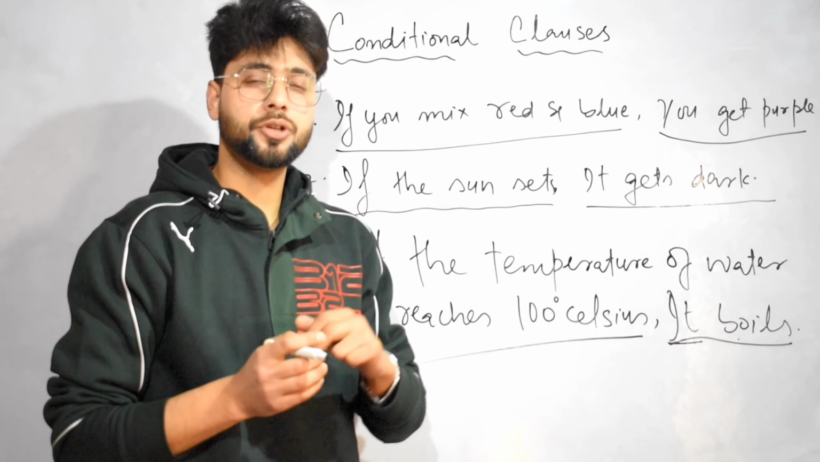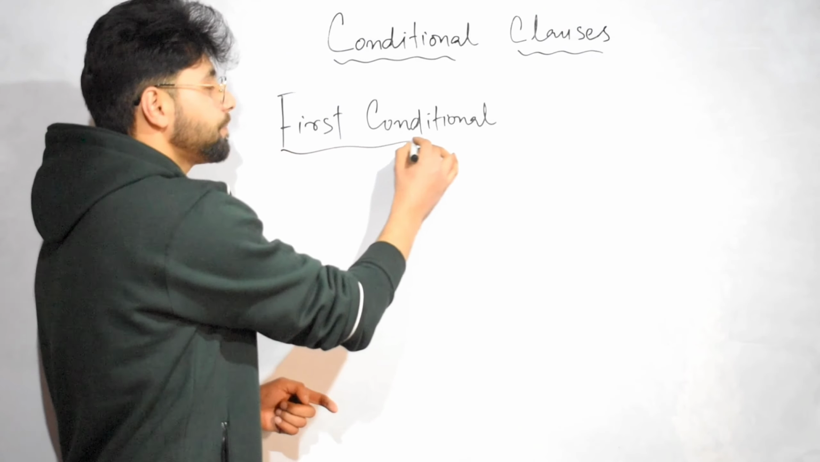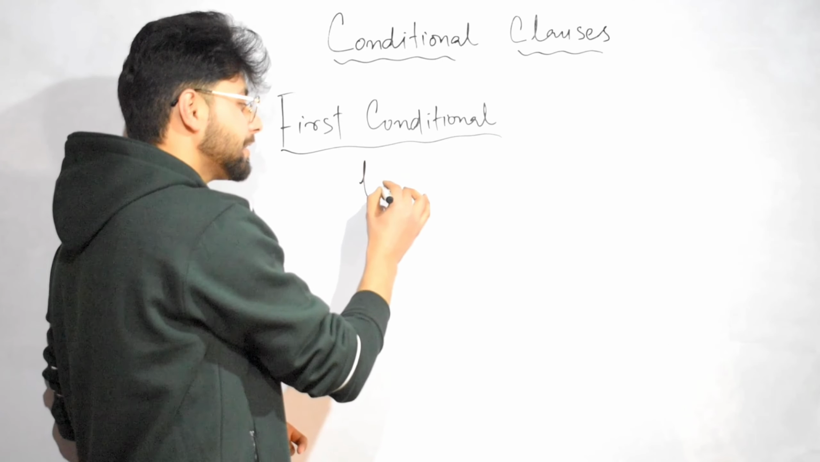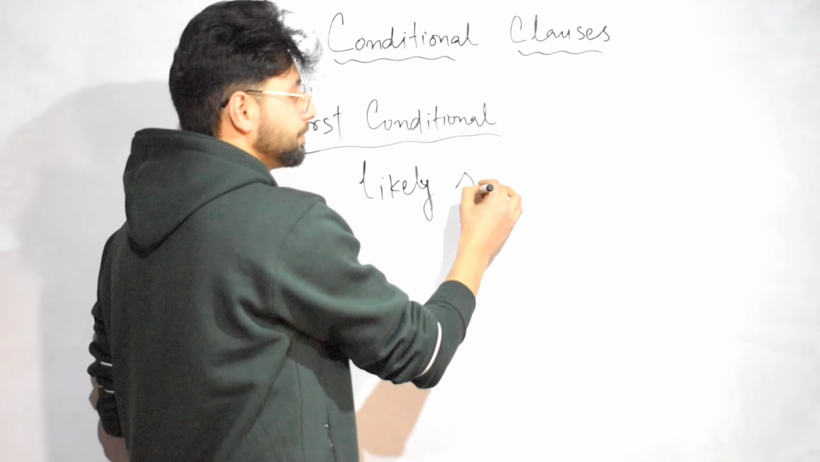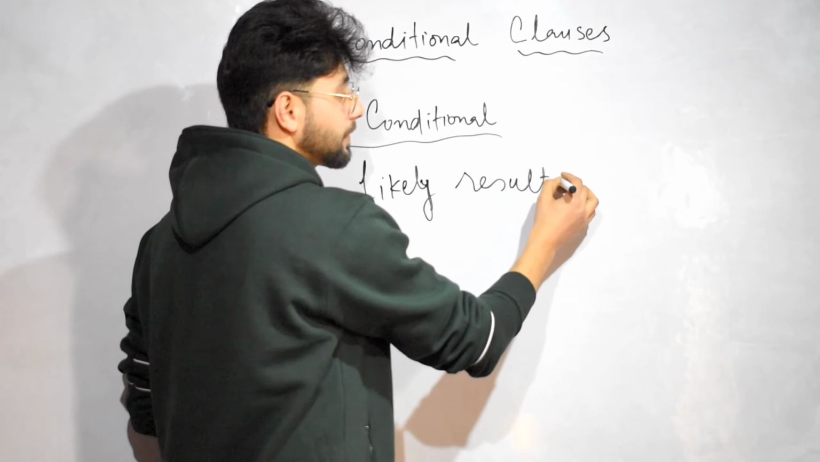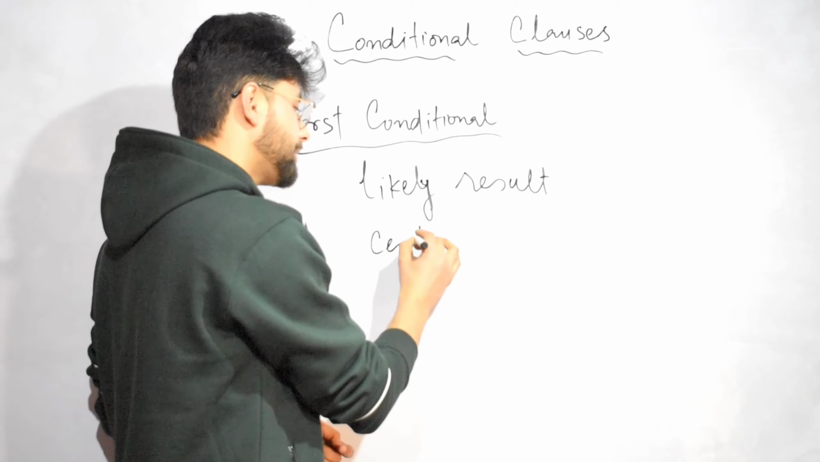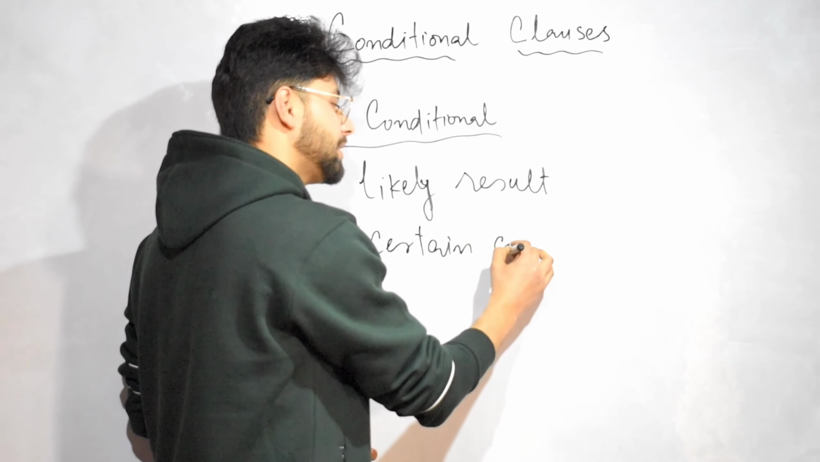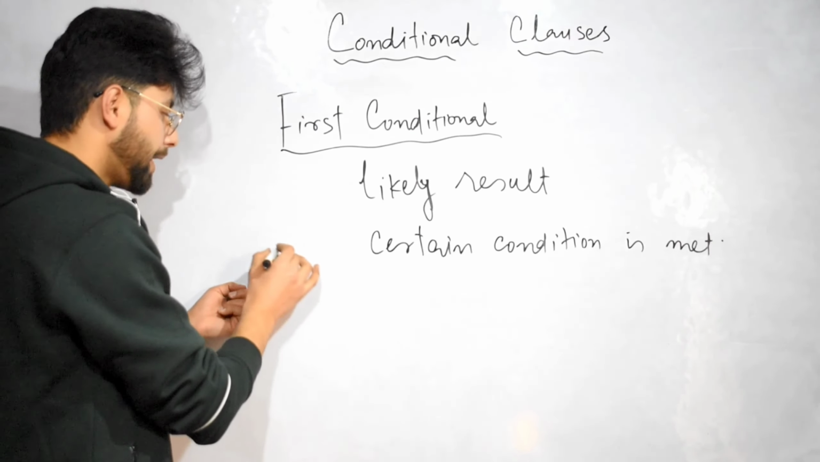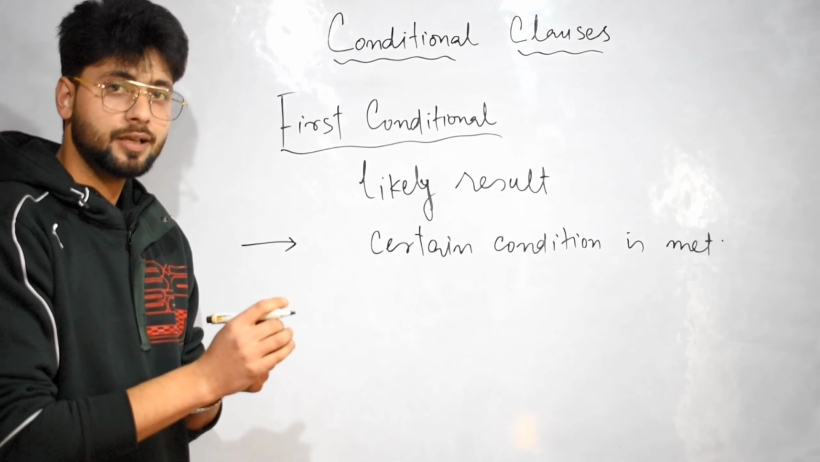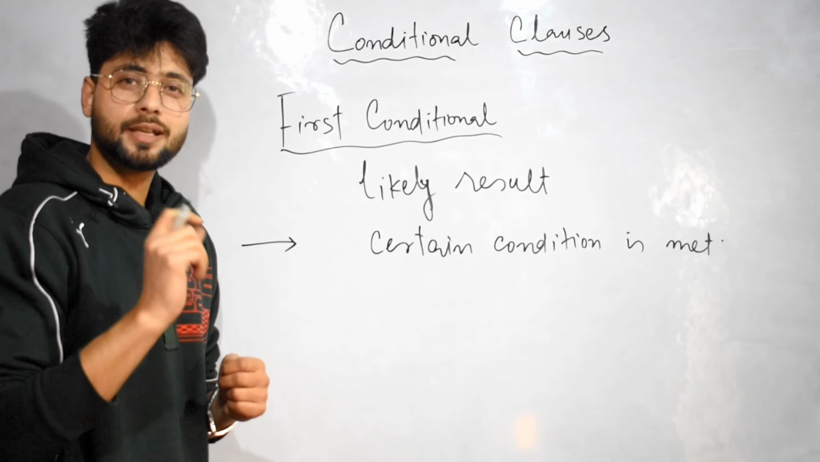Now we are going to move on to the second one, that is first conditional. First conditional expresses a likely result if a certain condition is met. So, if we provide a certain if clause, then a likely result in the main clause can be seen.